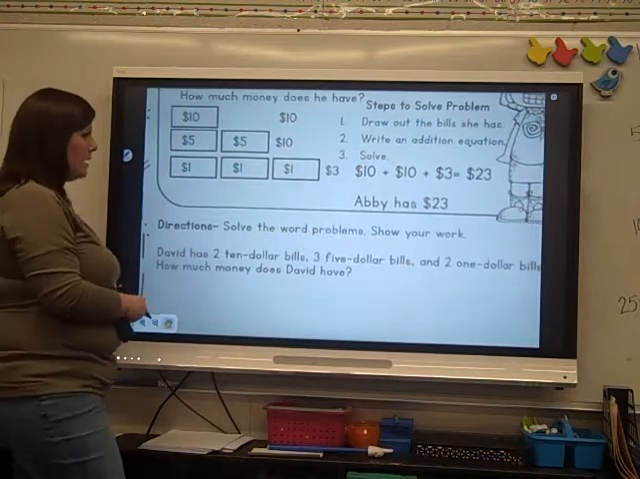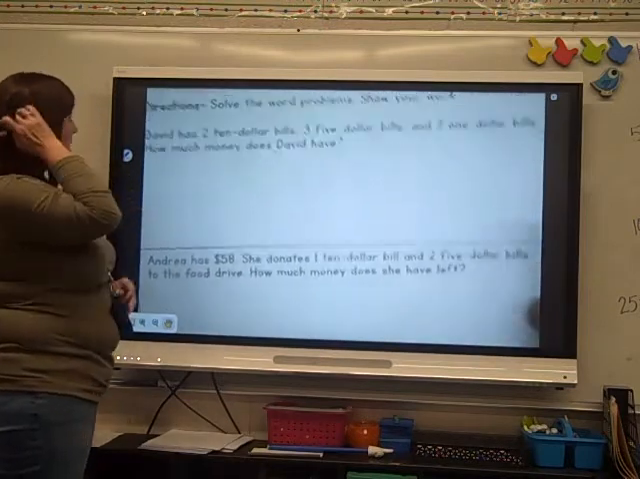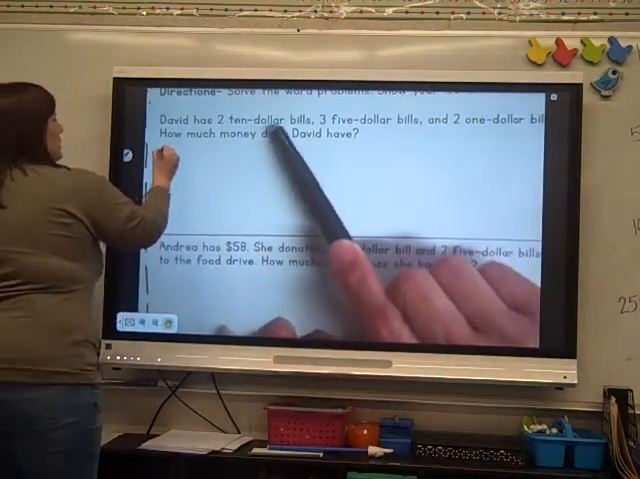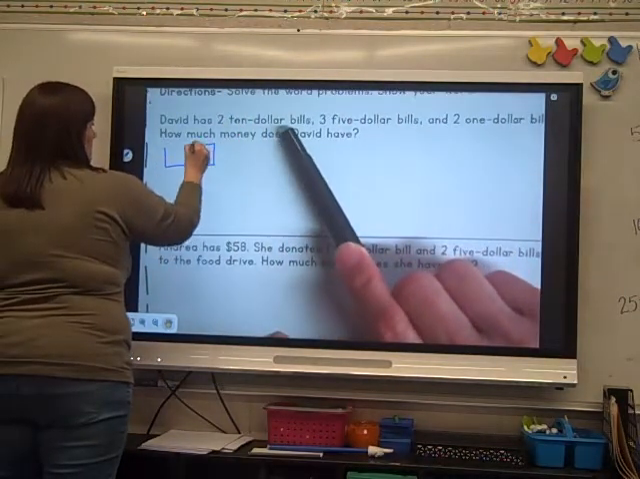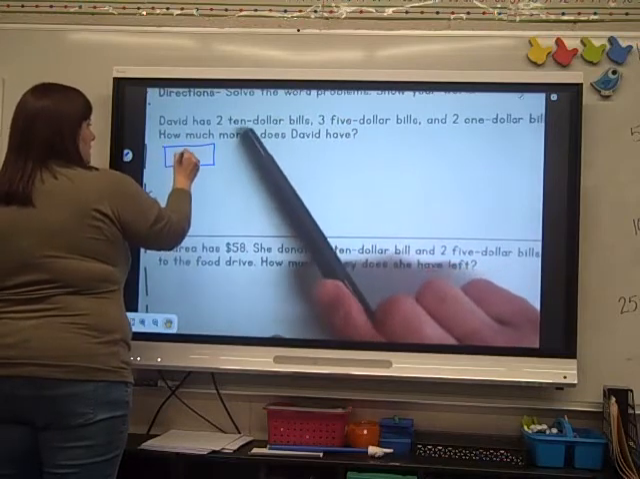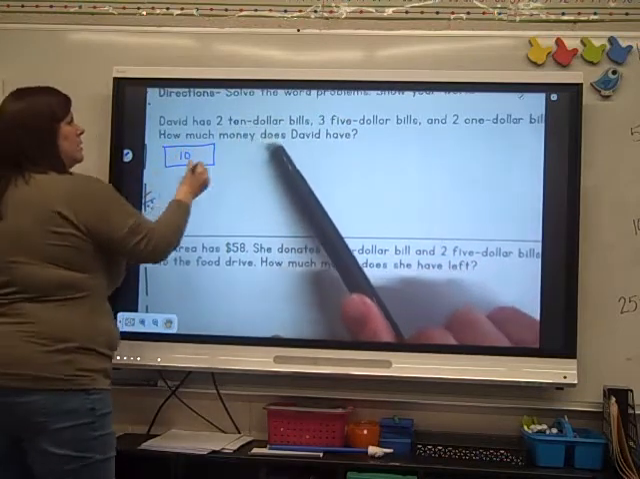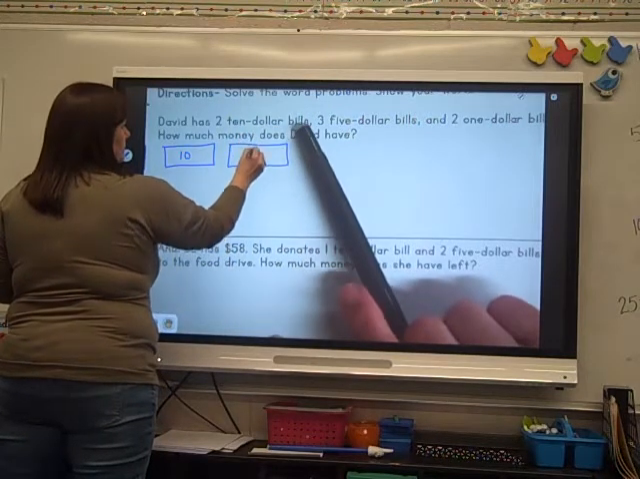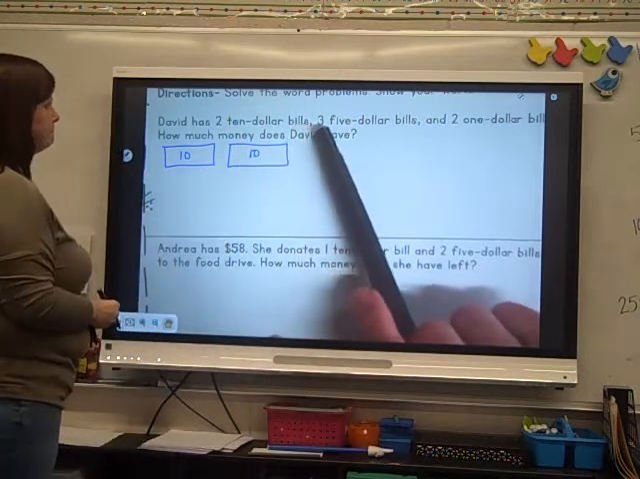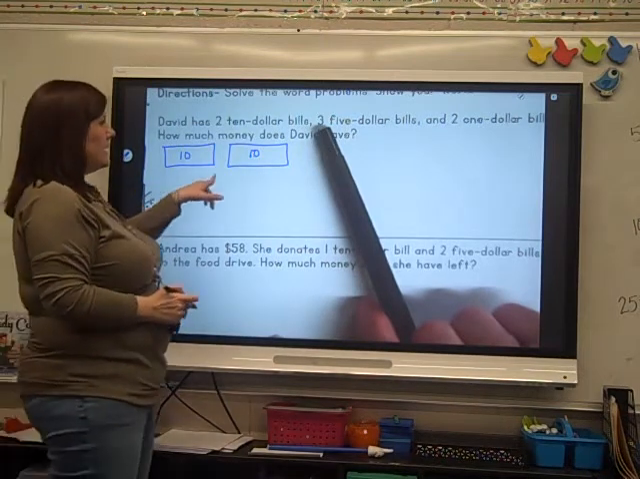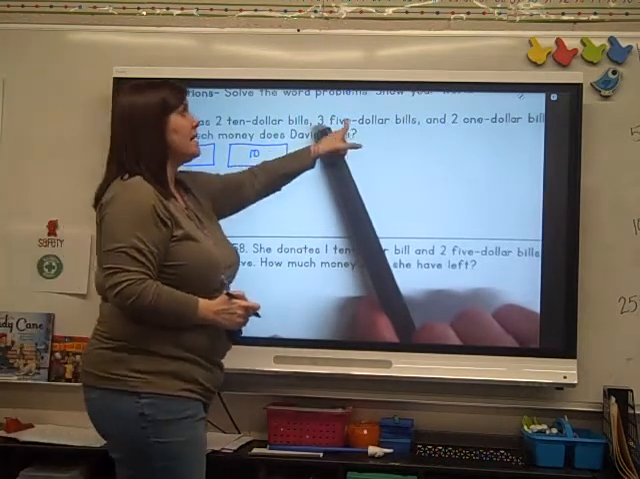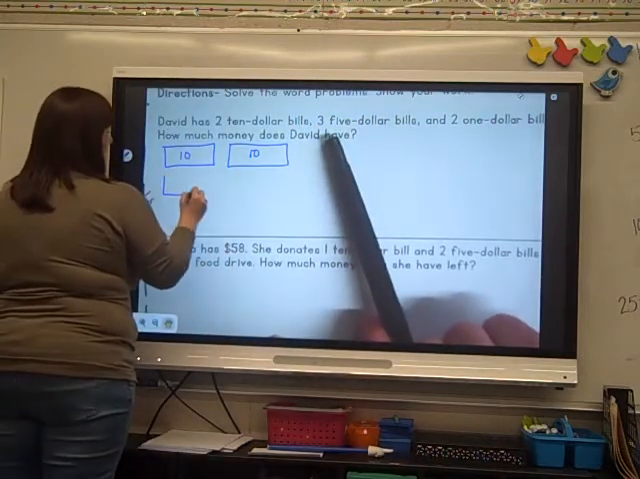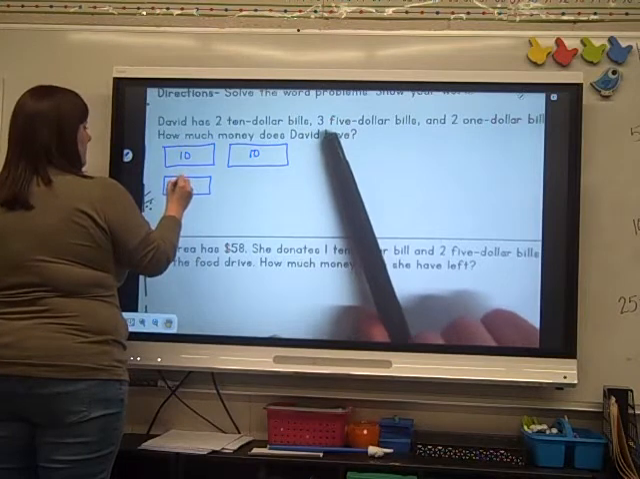So let's go down and let's draw what David has. David has 2 $10 bills. Well, you all know a bill is like a rectangle. So 1 $10 bill, 2 $10 bills. Okay? Then he has 3 $5 bills. So we got to do 3. One, $5.